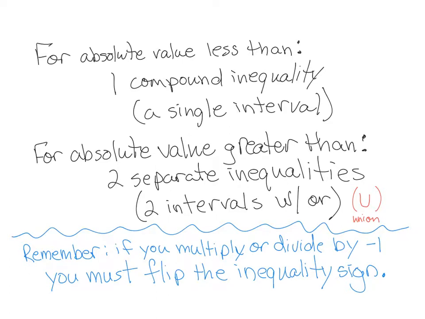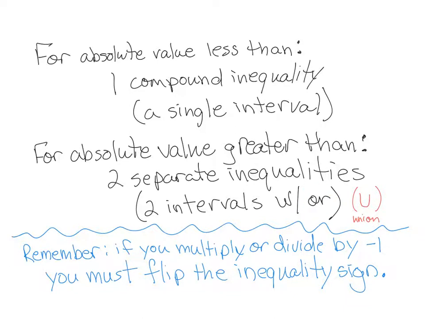So to review, if the absolute value is less than, pointing to the left, then you have a compound inequality. Your value of x will lie in between two values. You'll get a single interval. If the absolute value is greater, then you're farther away than the plus and minus, which puts you on the outside of the two boundary values. You get two separate inequalities, which is two separate intervals with an "or" in between.